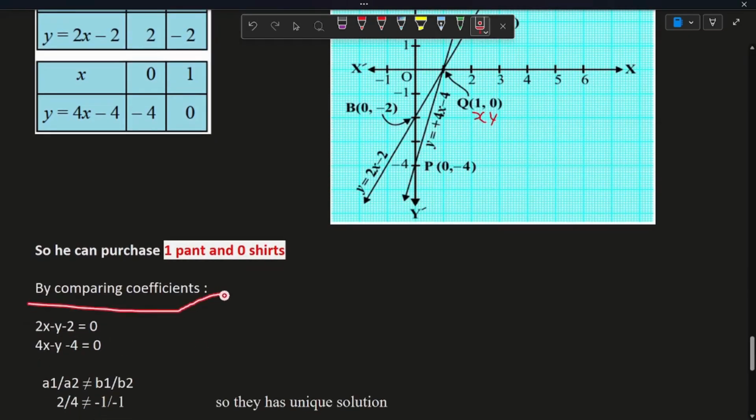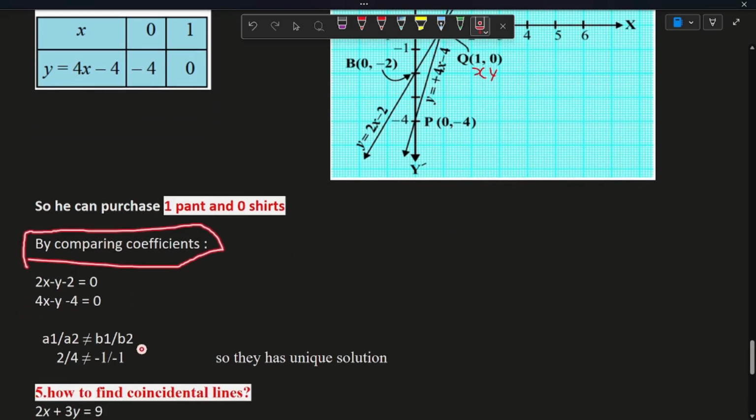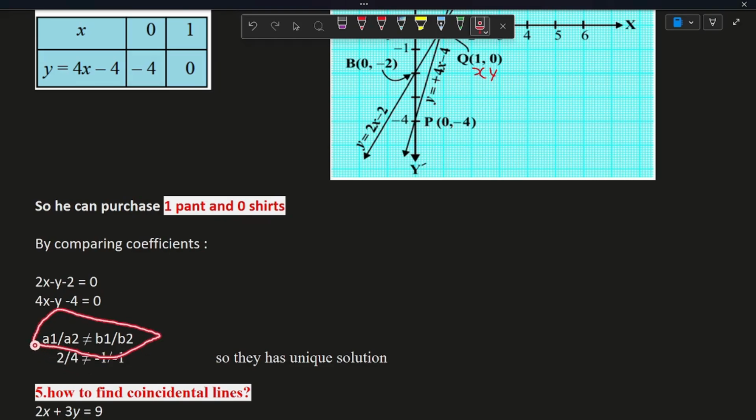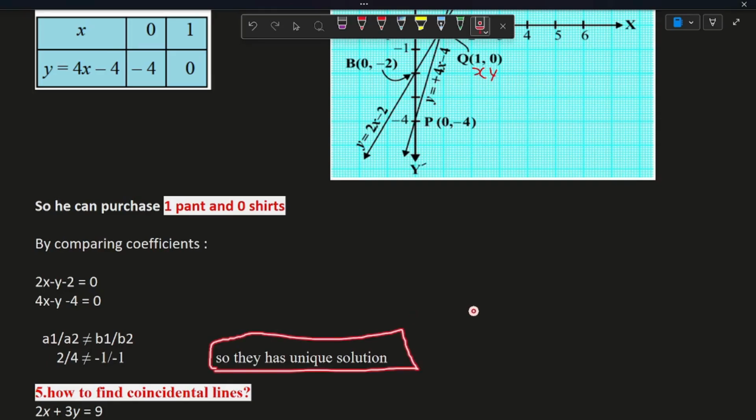By comparing the coefficients also we can do it. By comparing the two linear equations, a1 by a2 is not equal to b1 by b2. For example, this is a1, this is a2, this is b1, this is b2, this is c1, this is c2. a1 by a2 is not equal to b1 by b2 because 2 by 4 is not equal to 1 by 1. So when a1 by a2 is not equal to b1 by b2, we can conclude that it has a unique solution, meaning it has only one solution, that is (1, 0). This is the unique solution I got by comparing the coefficients.